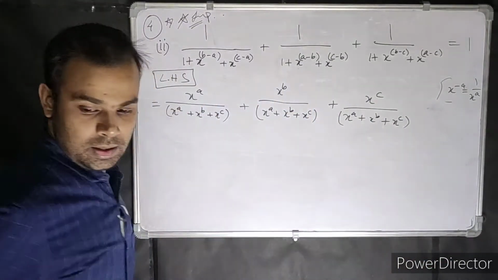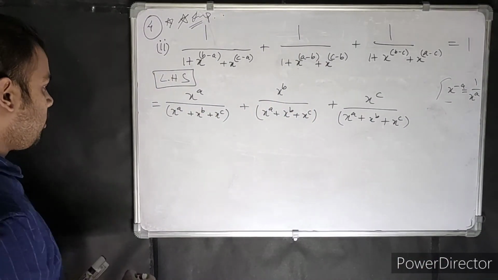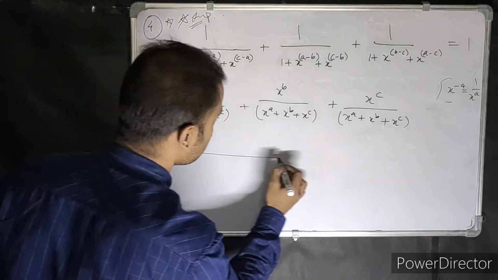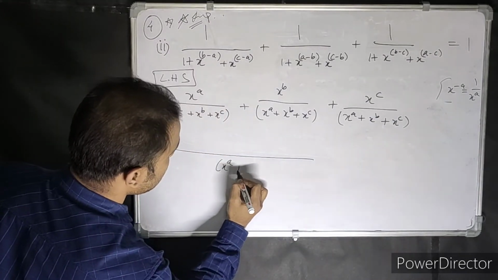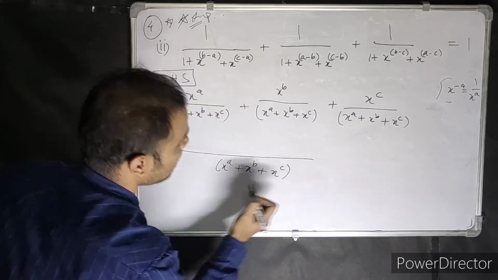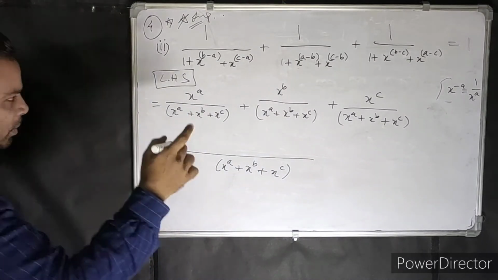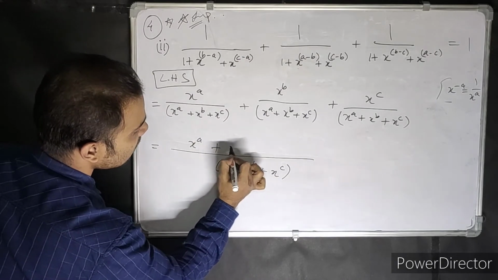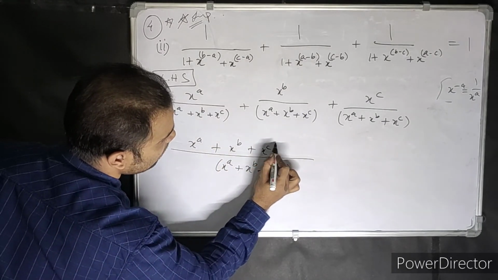Rub this off. Now from here, x to the power a is common. So x to the power a plus x to the, sorry, this whole thing is common: x to the power b plus x to the power c. This is common. This is the same denominator now: x to the power a plus x to the power b plus x to the power c.